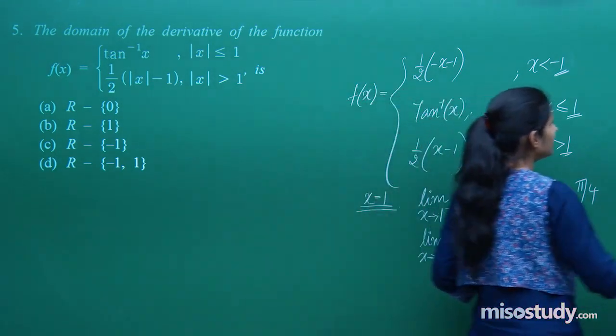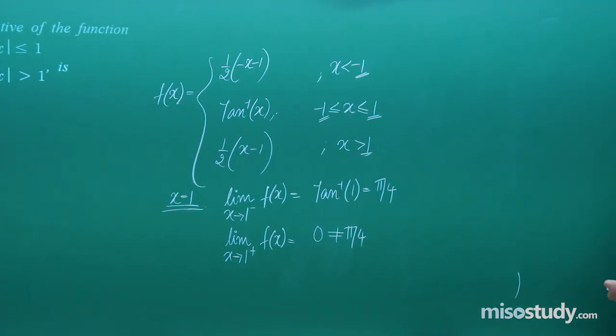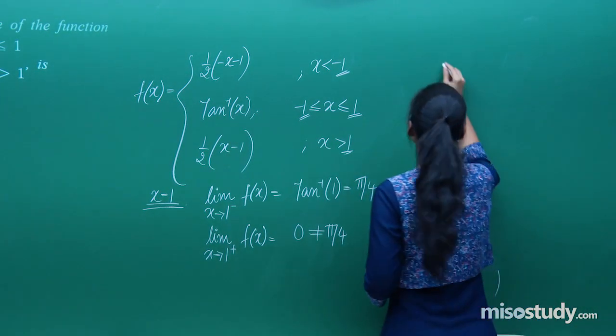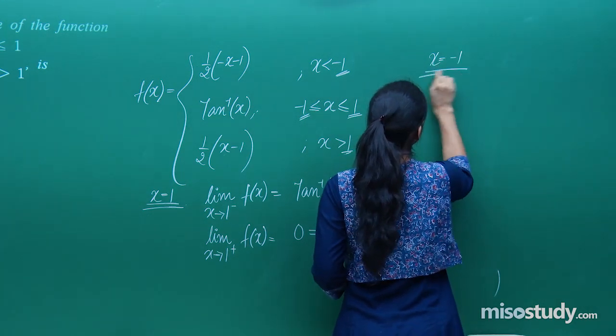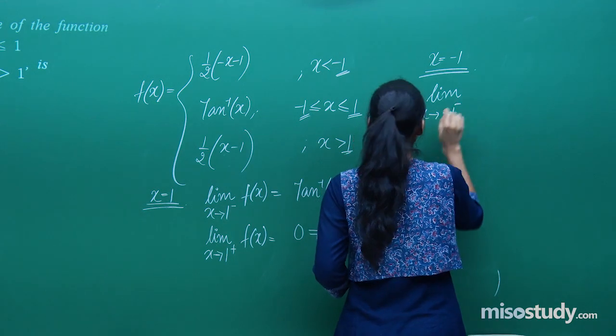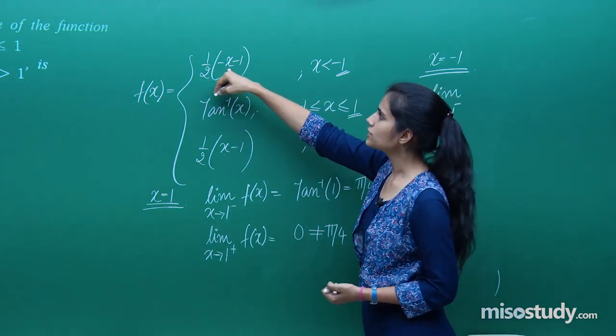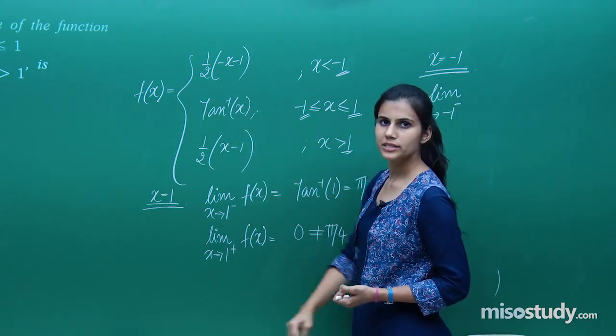Similarly, if I talk about the next interesting point in the situation, which is minus 1, the limit as x tends to minus 1 from the negative side. So x tends to minus 1 is going to make it 1 minus 1, which is 0.